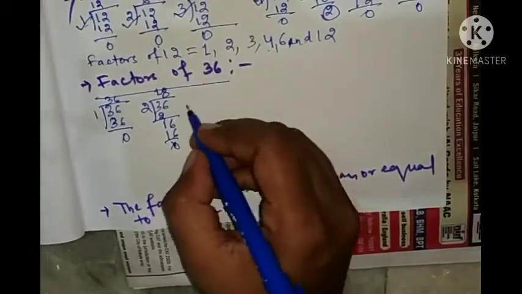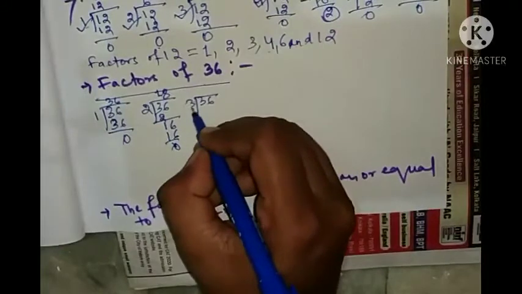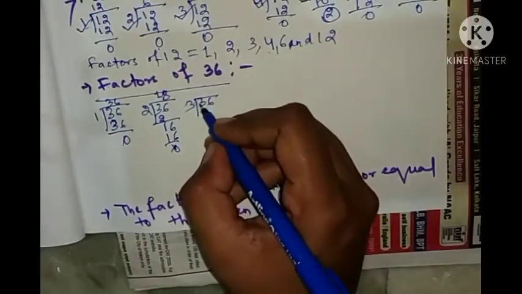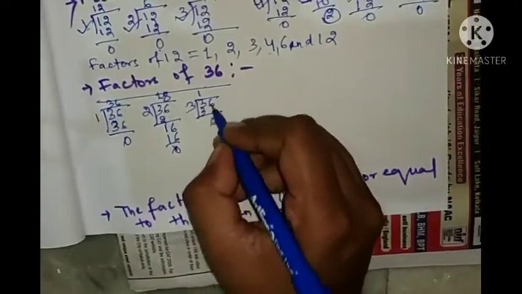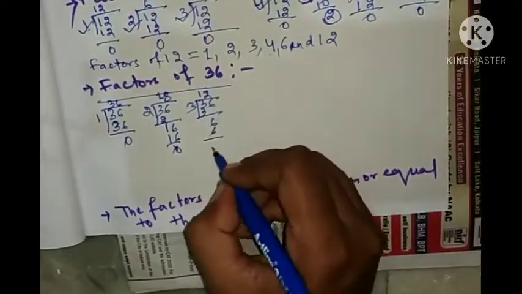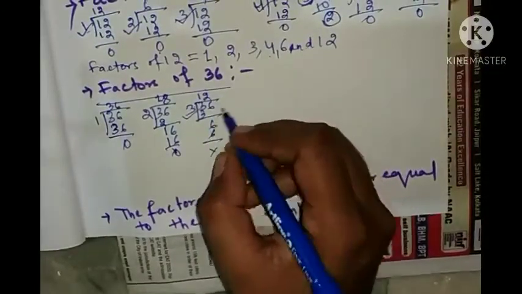Next, 36 divided by 3, what are we getting? 3 ones are 3, 3 twos are 6. How much? 12. So 3 also divides completely.